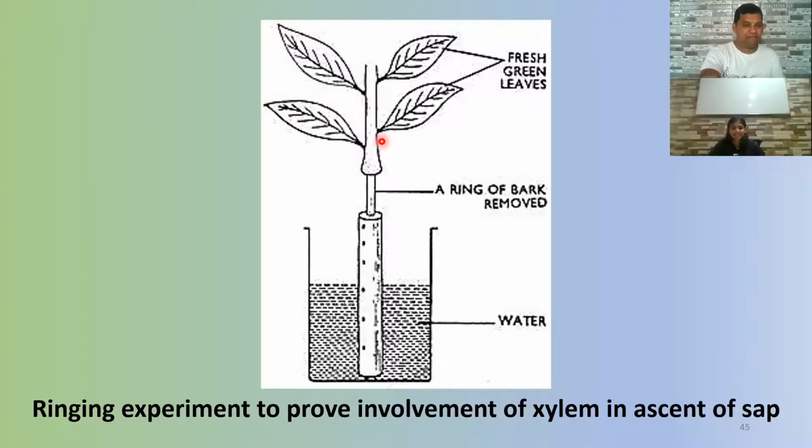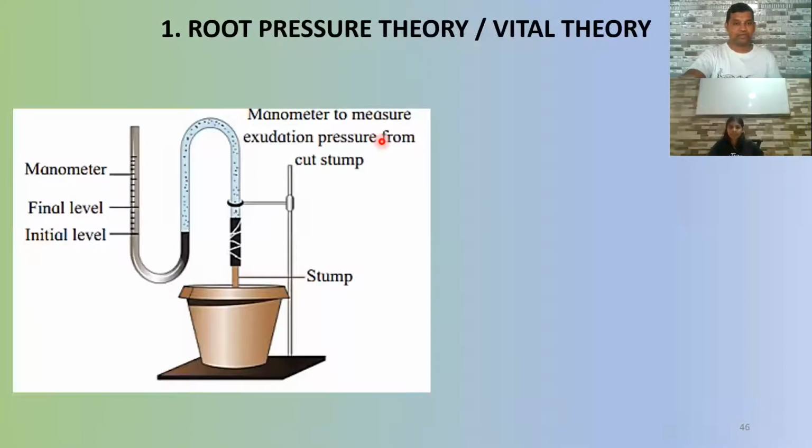So that is the main point. First, we have confirmed it: in the ascent of sap, it is the xylem tissue which is involved. Now, in order to understand the way in which the xylem conducts the water, there are certain theories put forward to prove or explain the ascent of sap.